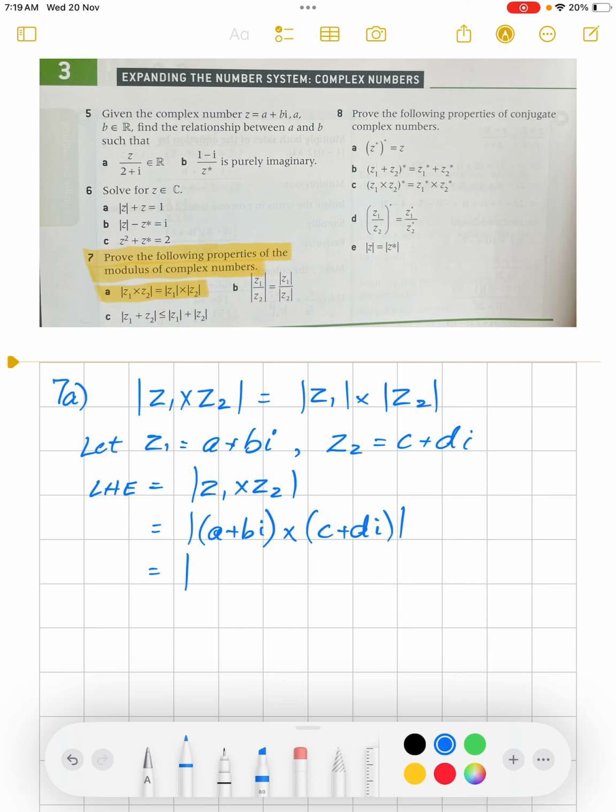Now let's expand inside the modulus, and so we get AC plus ADi plus BCi plus BD.